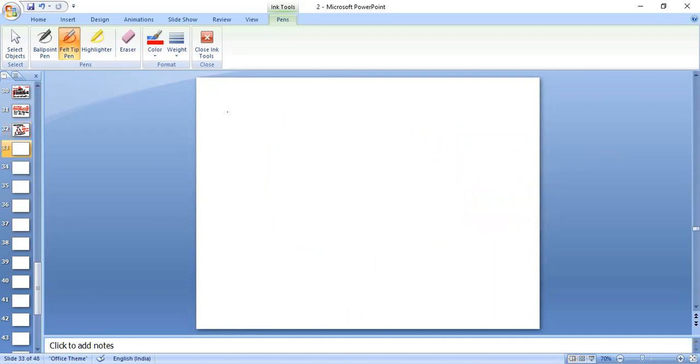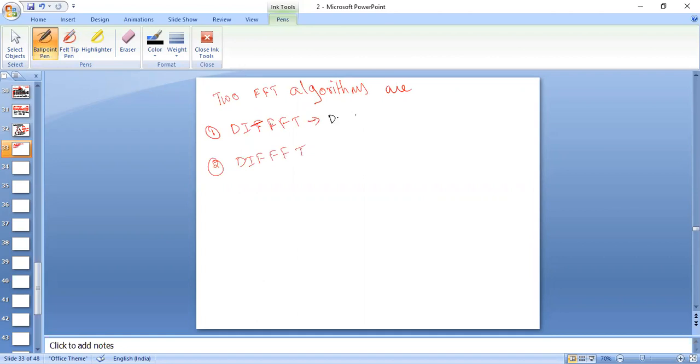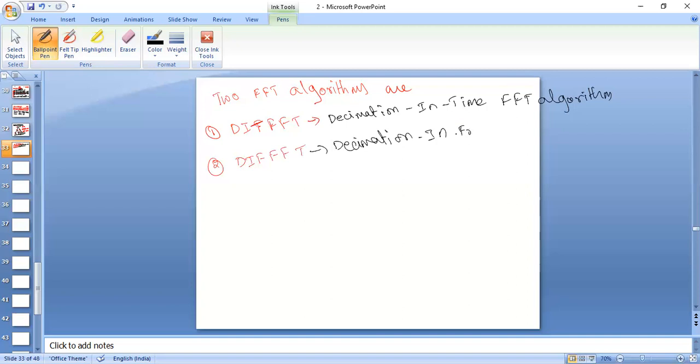And there are 2 FFT algorithms. One is DIT-FFT or DIF-FFT. Decimation in time FFT algorithm, and decimation in frequency. Clear?